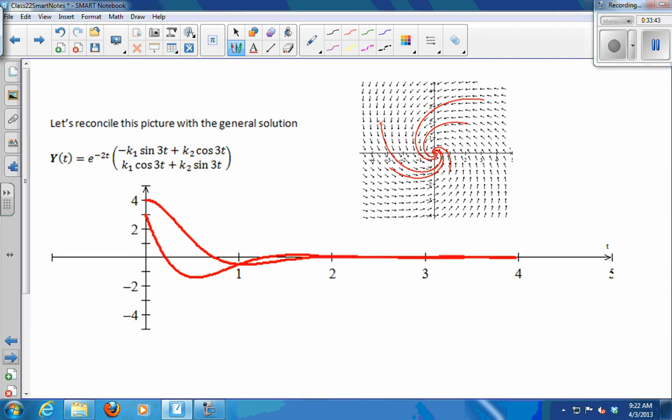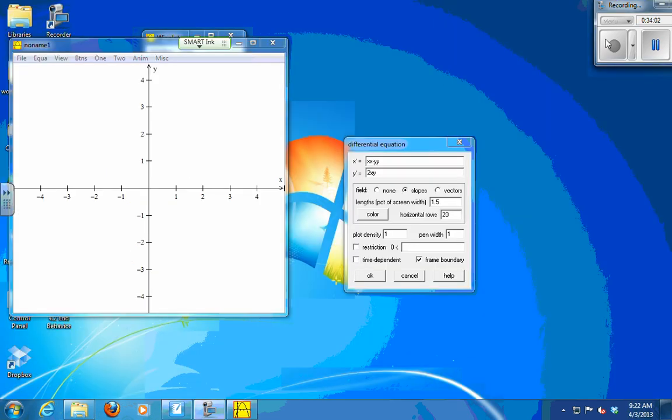So if we reconcile this picture, the fact that it's spiraling and approaching 0, with the formula, I happened to graph the x of t and y of t for one initial condition. That's why I put it in there, to remind myself to show you how to do it. Okay, so my system that I've been dealing with is negative 2x minus 3y.